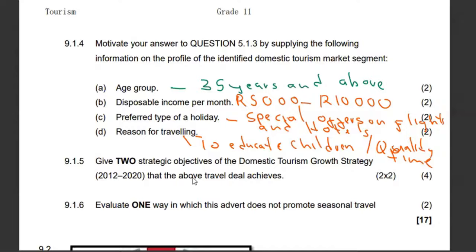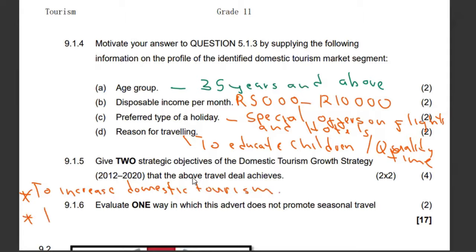Give two strategic objectives of the DTGSA that's the above travel ideas. All right, the first target is to increase domestic tourism. So that is the first objective. They want to increase domestic tourism.